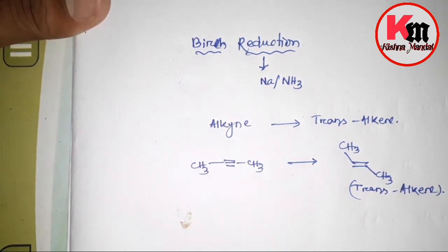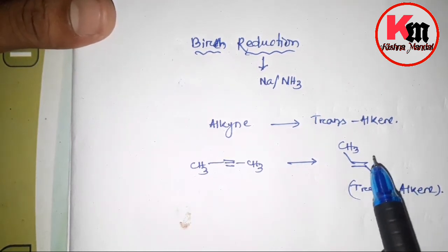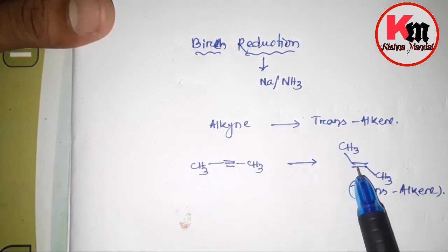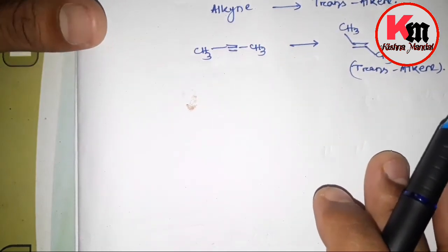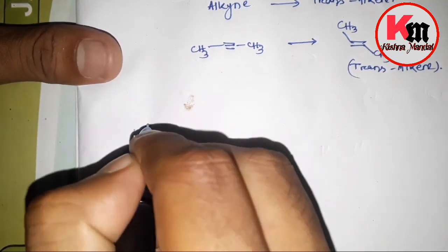It doesn't convert any alkyne to cis-alkene. So that's why it is important. So why does it convert simply to transalkene? This point we will get through the mechanism. So we'll look at the mechanism, then why it gives the trans product, not the cis product.